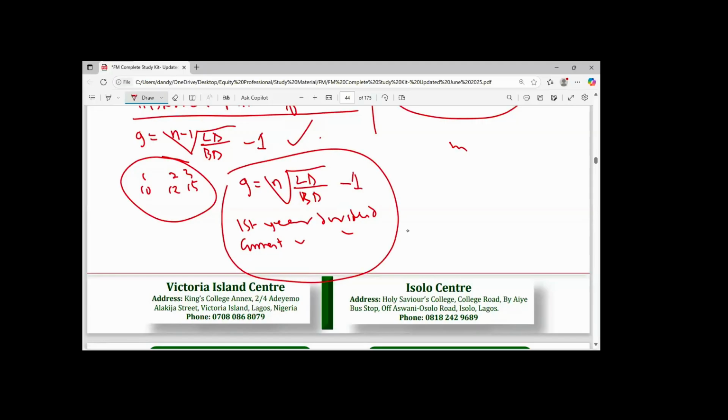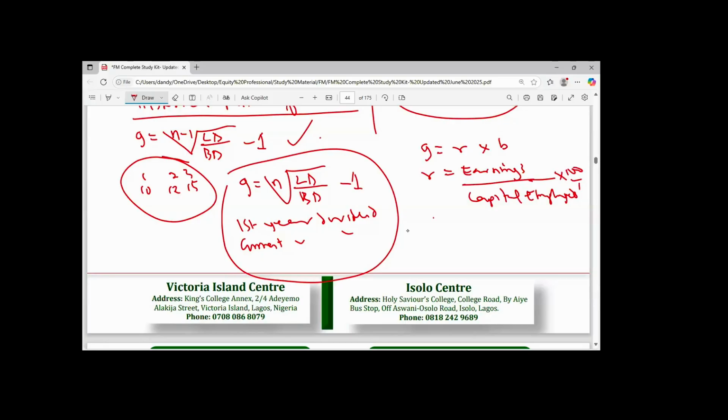Then under the Gordon growth, I said that when information on earnings as well as capital employed are given, then you are supposed to use the Gordon growth model. Using the Gordon growth model, the growth rate is calculated as return on capital employed multiplied by retention rate. Therefore, the return on capital employed will be calculated as earnings divided by capital employed, multiplied by 100 over 1.